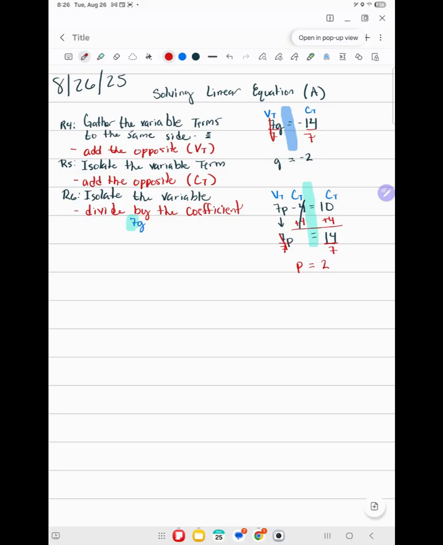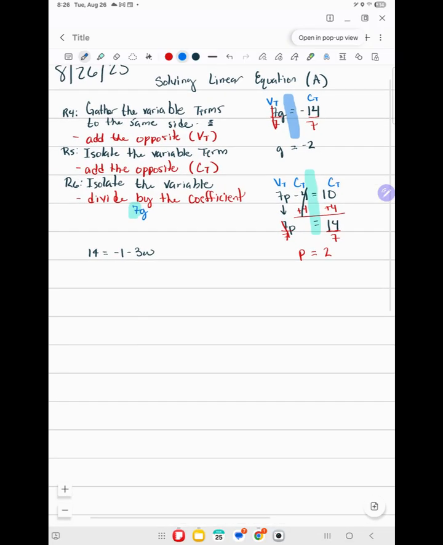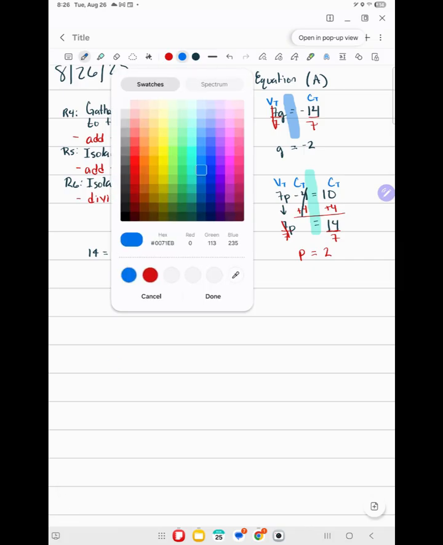Let's try this one. 14 equals negative 1 minus 3w. All right. What I need you to do is identify what's in the problem. Let's identify what's in the problem.